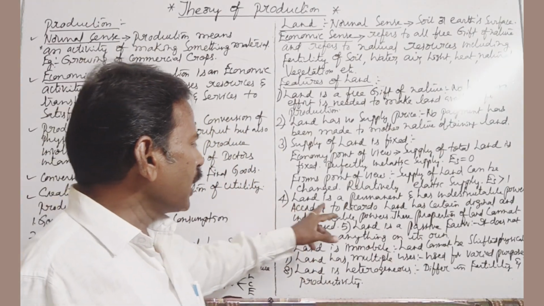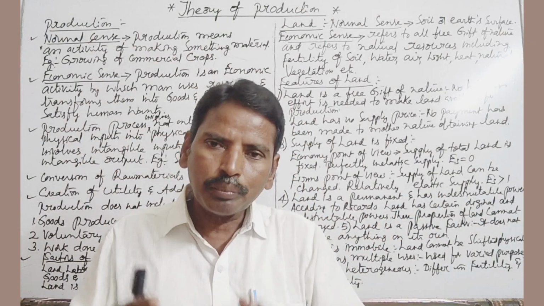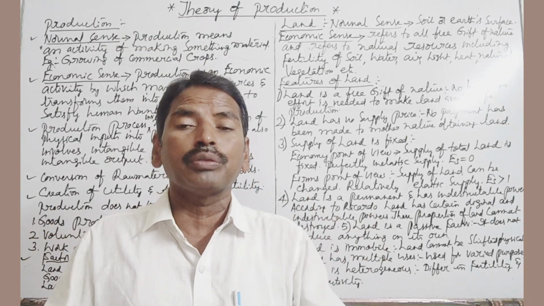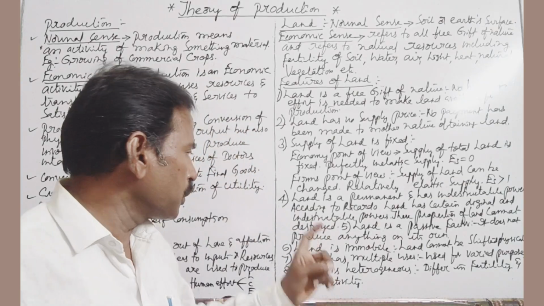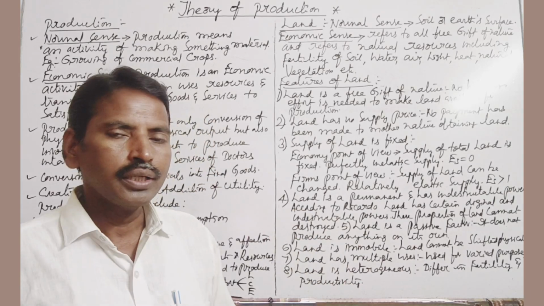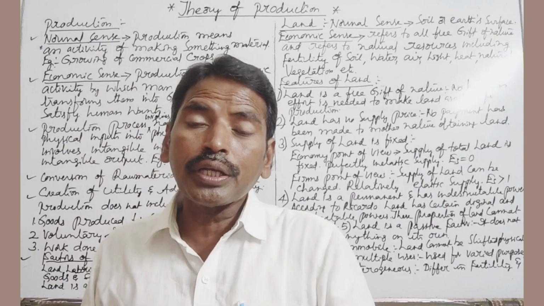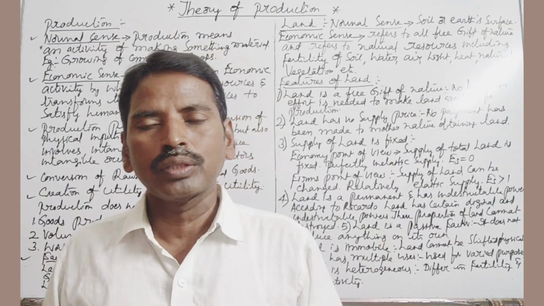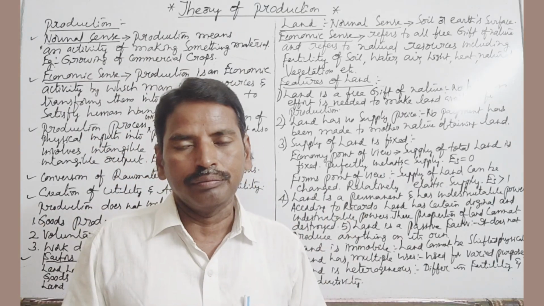Next, fourth one, land is permanent and has indestructible powers. Land is a permanent one, not a temporary one, and it has indestructible powers of the soil. According to Ricardo, land has certain original and indestructible powers. These properties of land cannot be destroyed, but the fertility of the soil decreases.